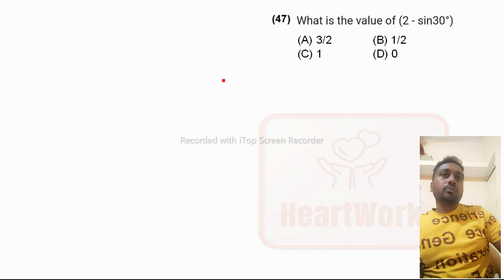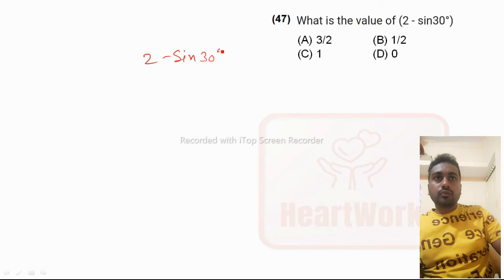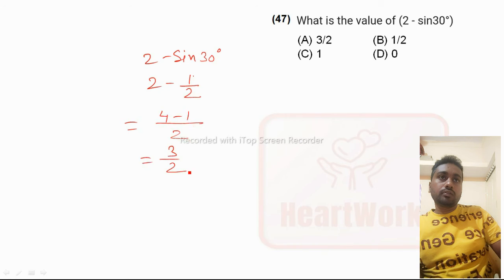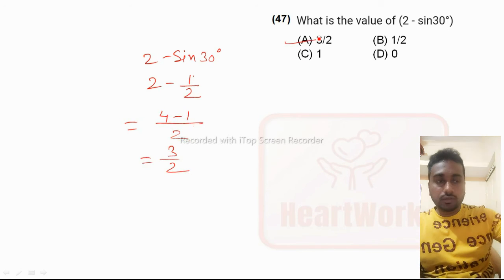What is the value of 2 minus sine 30? So what is the value of sine 30? Sine 30 is how much? 1 by 2. So if you take LCM, it is 2. So it will come 4 minus 1, that is equal to 3 by 2. Option A is the right answer.